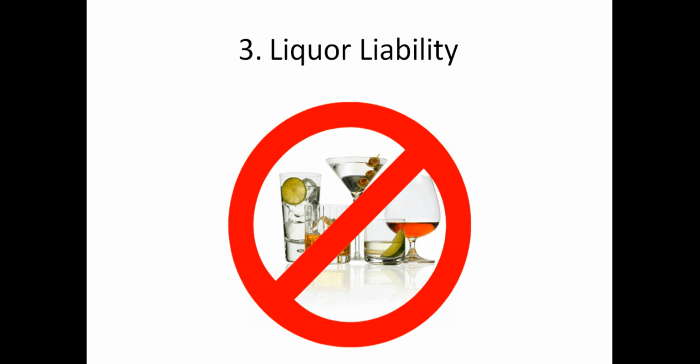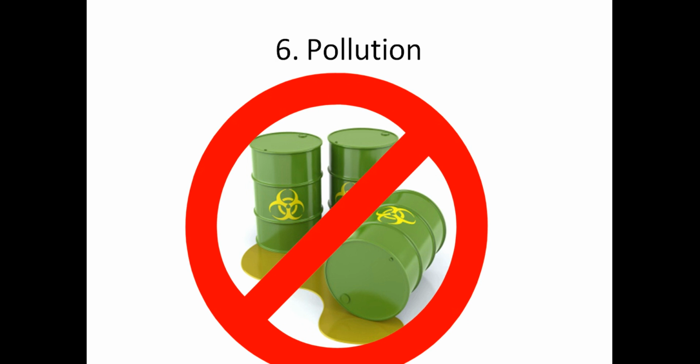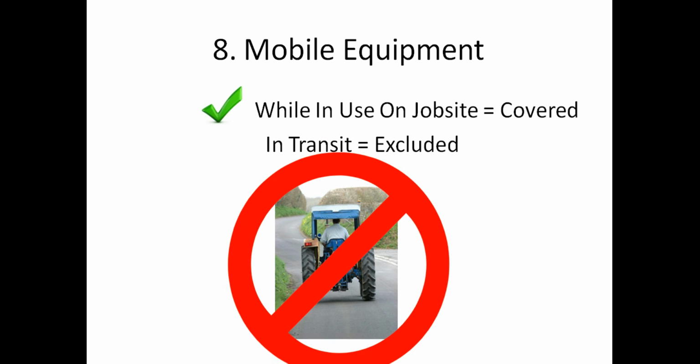Does not cover any liquor liability. It's not going to cover, as we already said, workers' compensation or employer's liability. You want a workers' comp policy for that. It's not going to cover pollution coverage. Now, there is a limited amount of coverage for pollution in your general liability policy, but for pollution coverage, you're going to want to get a commercial pollution policy. Aircraft, watercraft, and autos, those are all covered under separate policies.